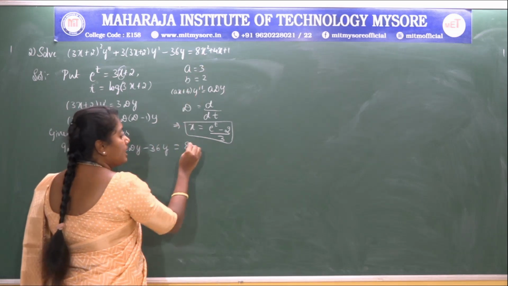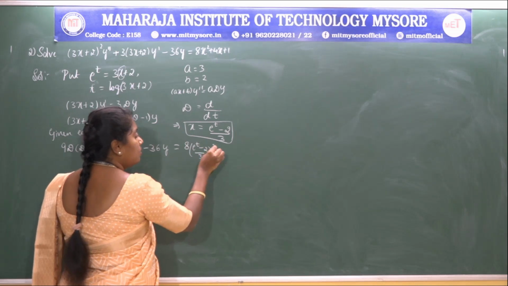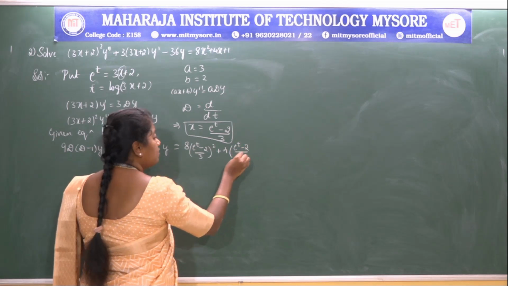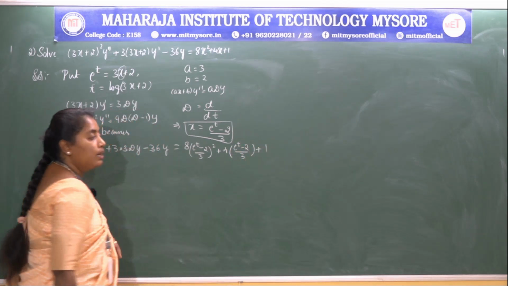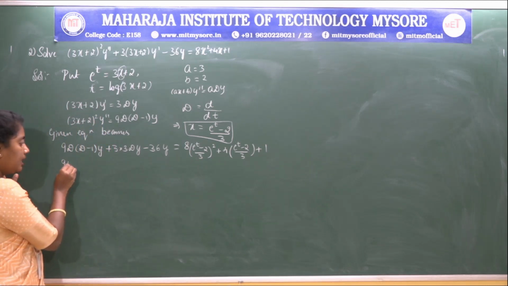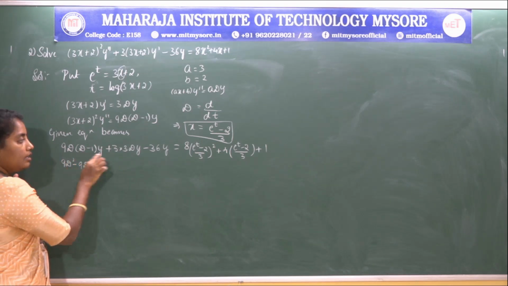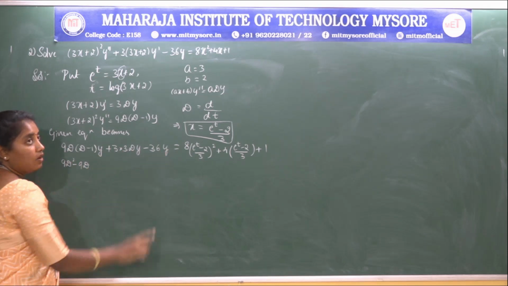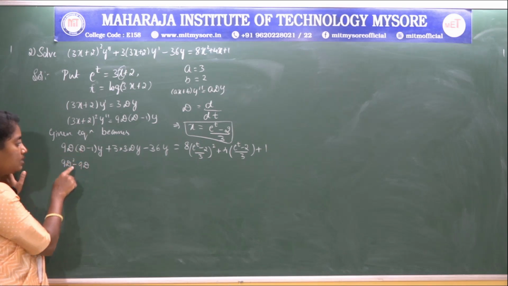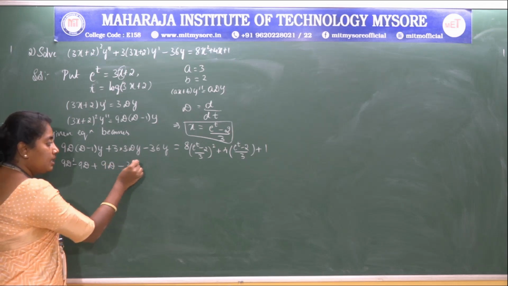Then 8 into x square: (e power of t minus 2 divided by 3) whole square, plus 4 into (e power of t minus 2) divided by 3, plus 1. So now simplifying this, on multiplying we get 9d into d, 9d square minus 9d. In all these three elements, y is the common term. So taking y as common, the remaining first element is 9d square minus 9d plus 3 into 3, 9d minus 36 of y.